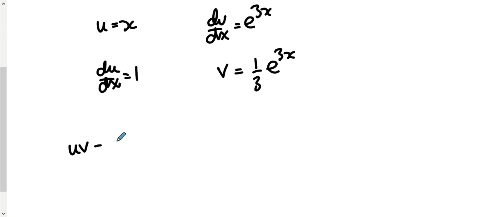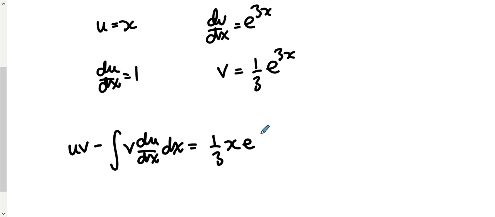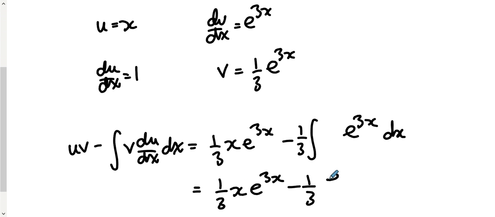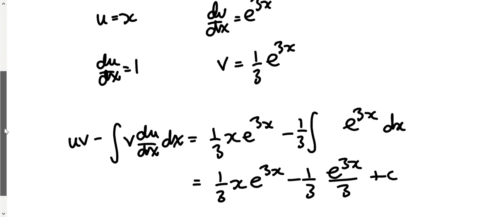So now uv minus the integral of v du by dx is uv, that's 1/3 of x e to the 3x, minus the integral of v times du by dx, and that's just 1/3 e to the 3x dx. And as usual, I'm going to take that third out of the integration. It's not mandatory, you can leave it in, but I think it makes things look a bit simpler. So 1/3 x e to the 3x minus 1/3 e to the 3x over 3, plus a constant. When you integrate e to the 3x, you get e to the 3x over 3.